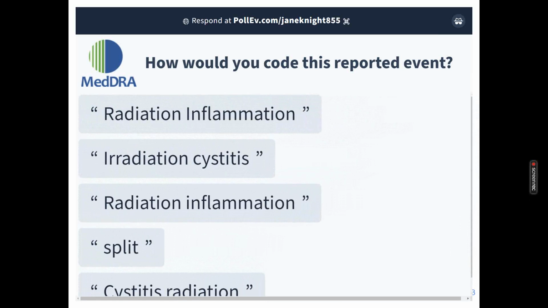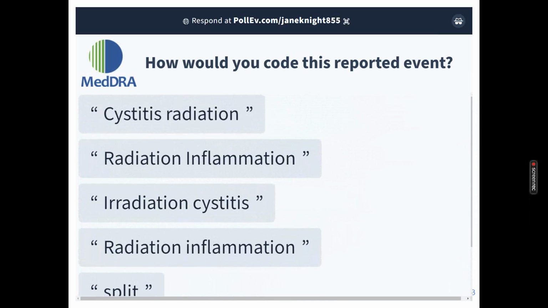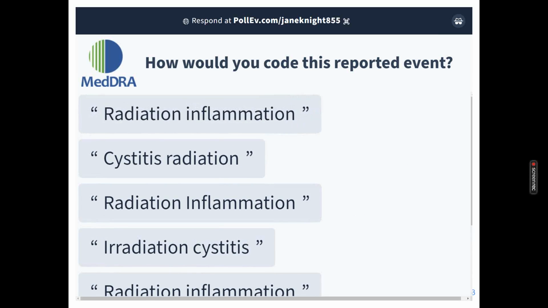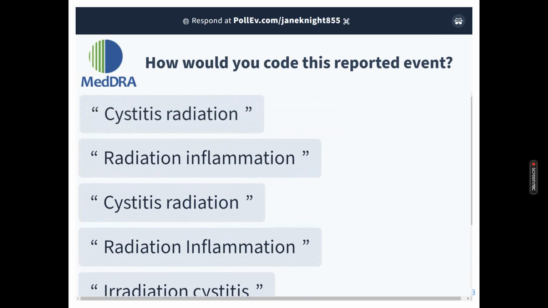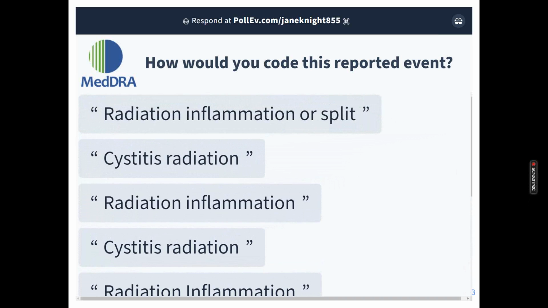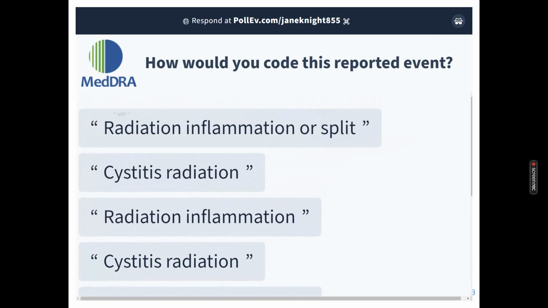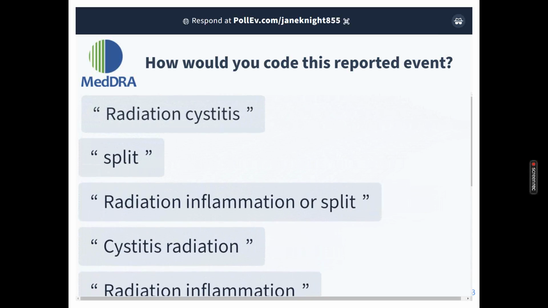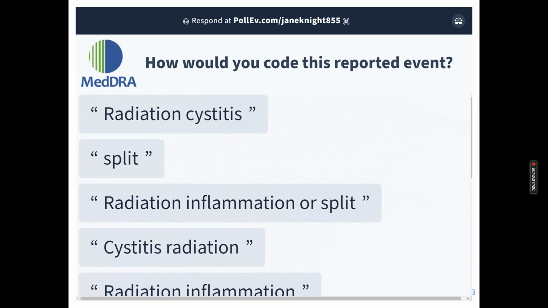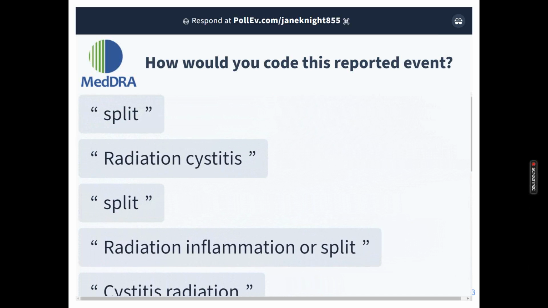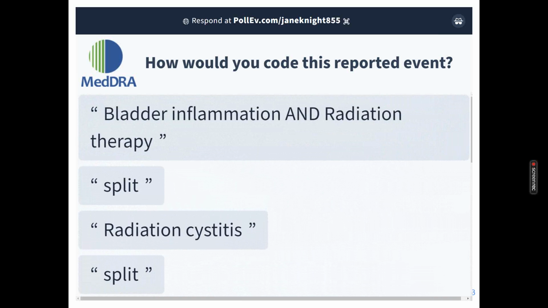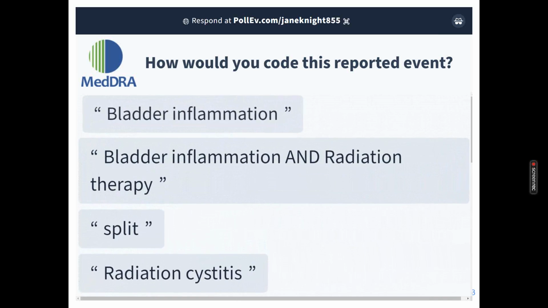So we've got radiation inflammation, irradiation cystitis, cystitis radiation, so some of you are coding radiation inflammation and some of you are coding cystitis radiation, or split it. Well, if we can capture the context, that would be better. And I'll show you that in the browser, why if we can code the radiation context, it's ideal if we can rather than splitting. Bladder inflammation and radiation therapy.